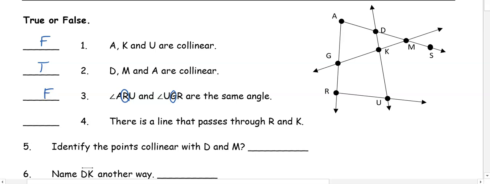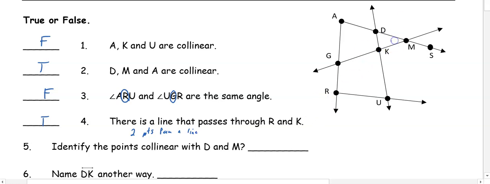Number 4, there's a line that passes through R and K. So even though there's not a physical line drawn on the page, remember any 2 points form a line. So this is true. Remember that 2 points form a line always, even if it's not drawn.